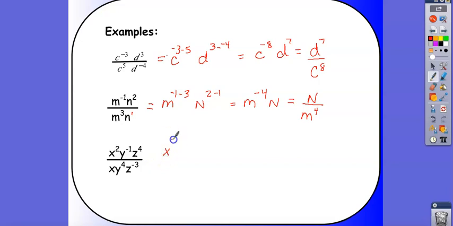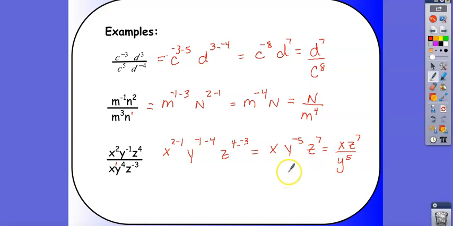Here we go. X, 2 minus 1. Y, negative 1 minus 4. Z, 4 minus a negative 3. Okay. 2 minus 1 is 1. Y, negative 5. Z, 7. Can I have a negative exponent? No. The x and the z stay upstairs. The y goes downstairs and the power becomes positive.